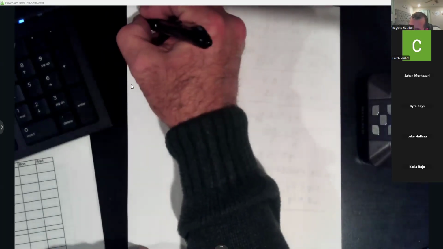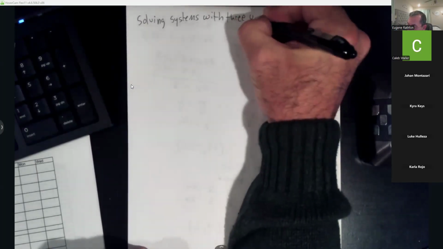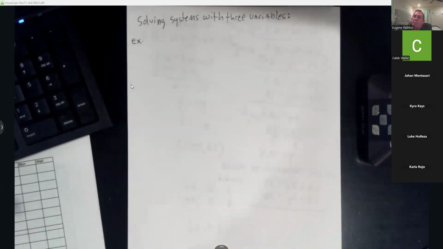All right, y'all. So that was 2 variables. Now we're going to solve systems with 3 variables. So this one I'm going to explain as we go through an example because they're a little more tedious than 2 variables, okay? So let me get a good one here.